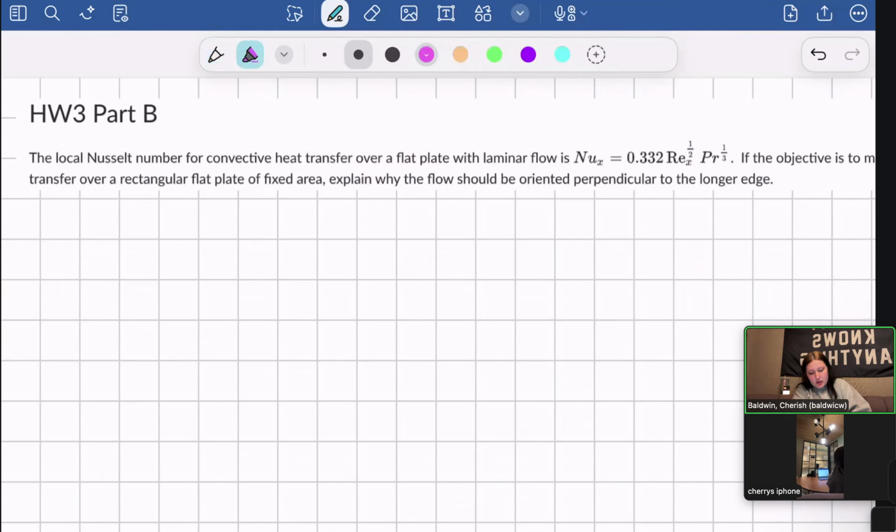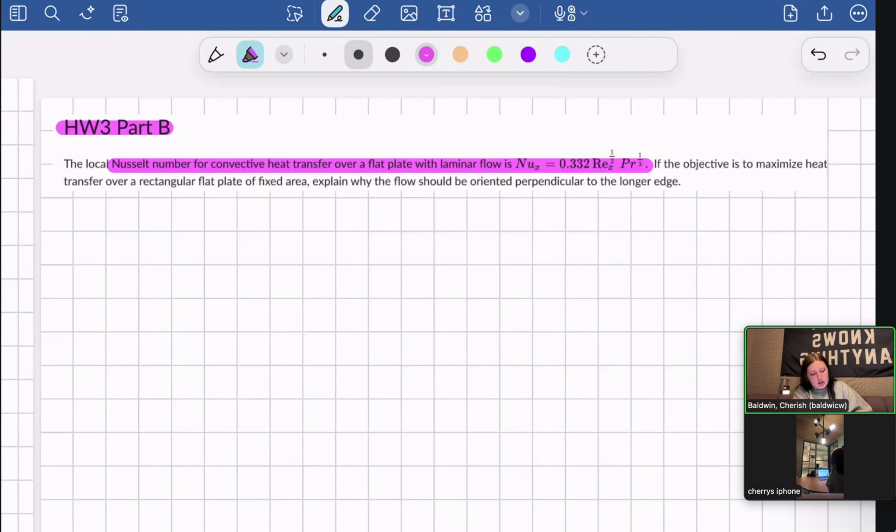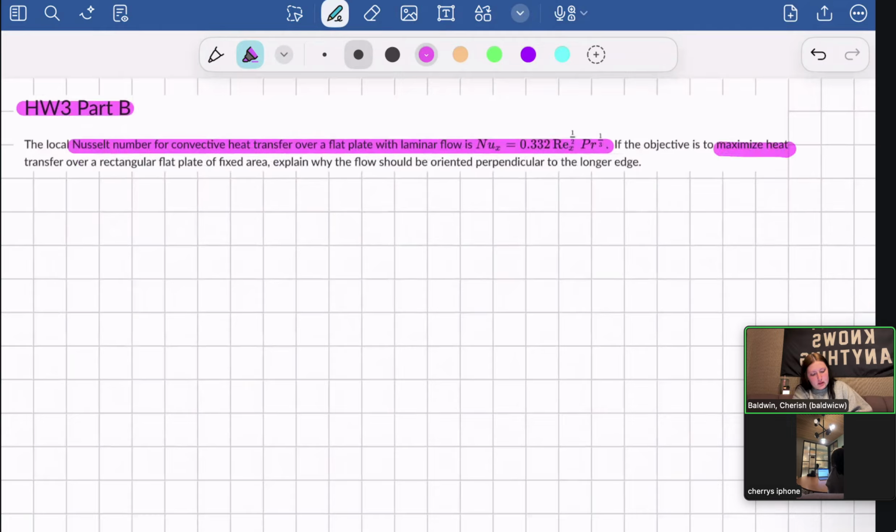Alright, so this is homework 3 part B, and we're going to go over the Nusselt number and how convective heat transfer over a plate with laminar flow follows that equation, and how to maximize heat transfer over a rectangular plate.